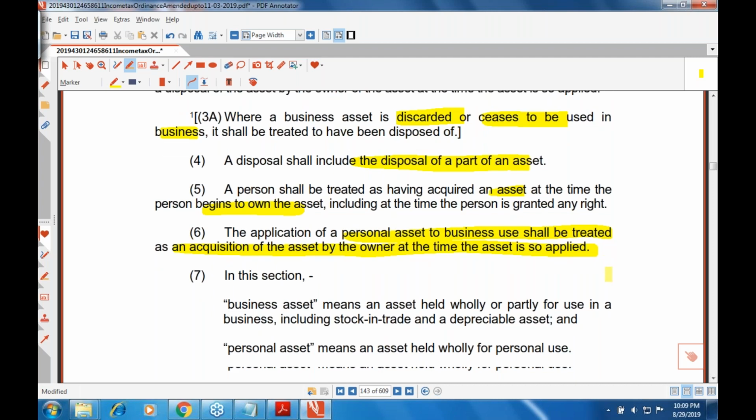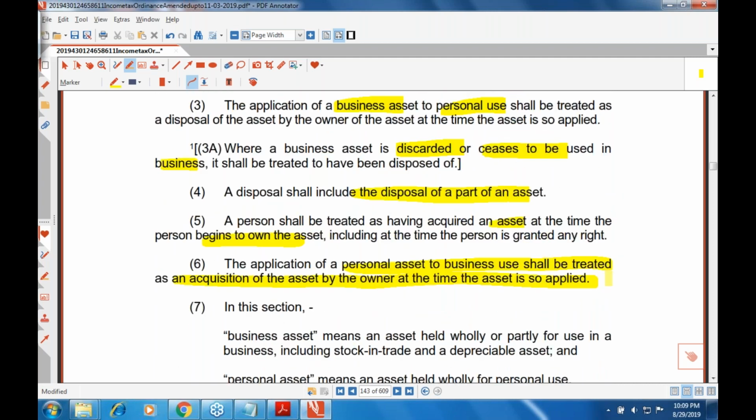So basically, this is what the concept of disposal is. Up till now we have discussed what a capital gain is. A capital gain is the gain on the disposal of a capital asset.